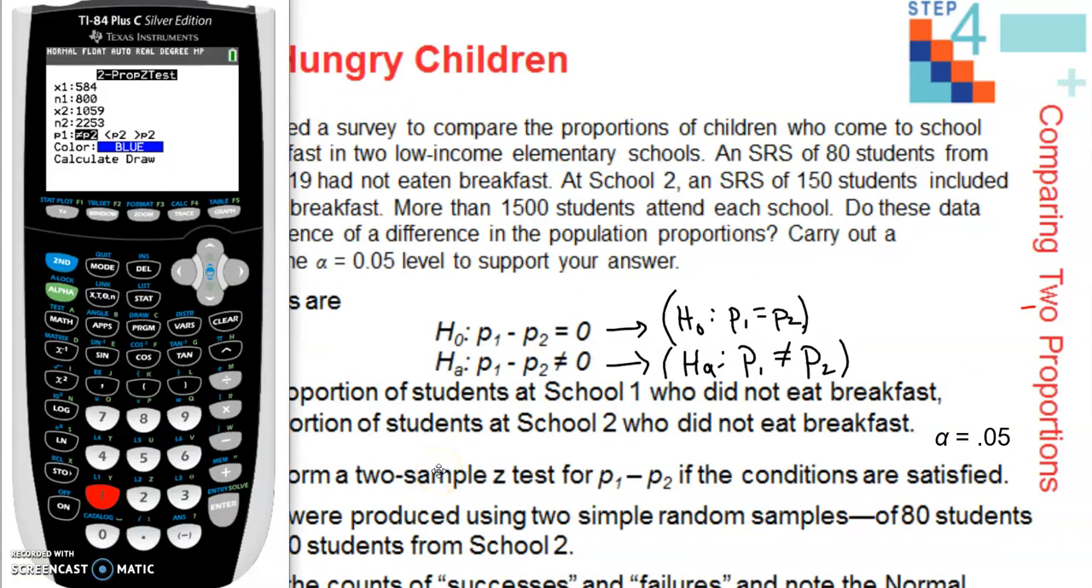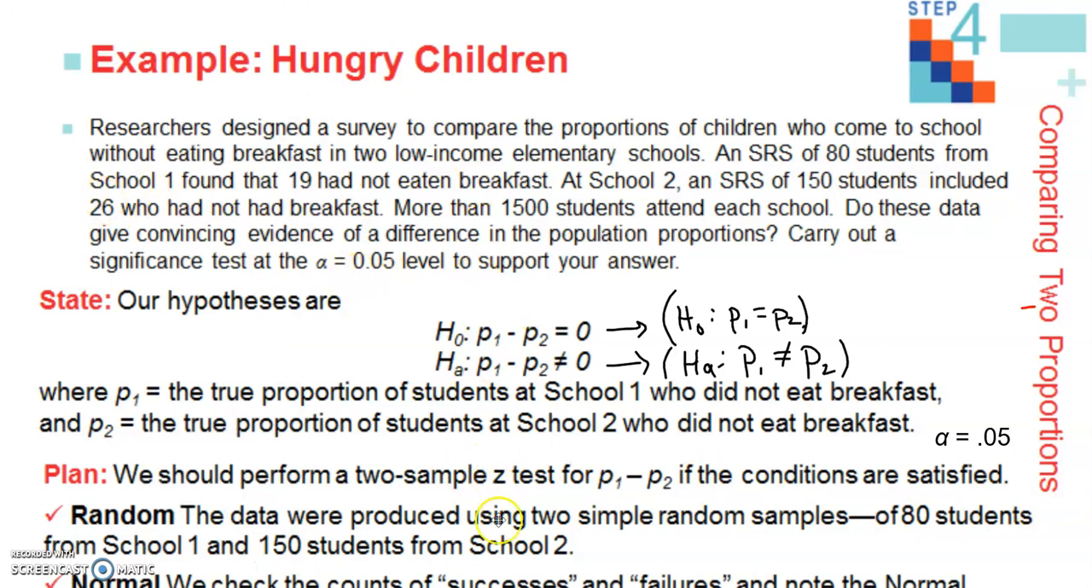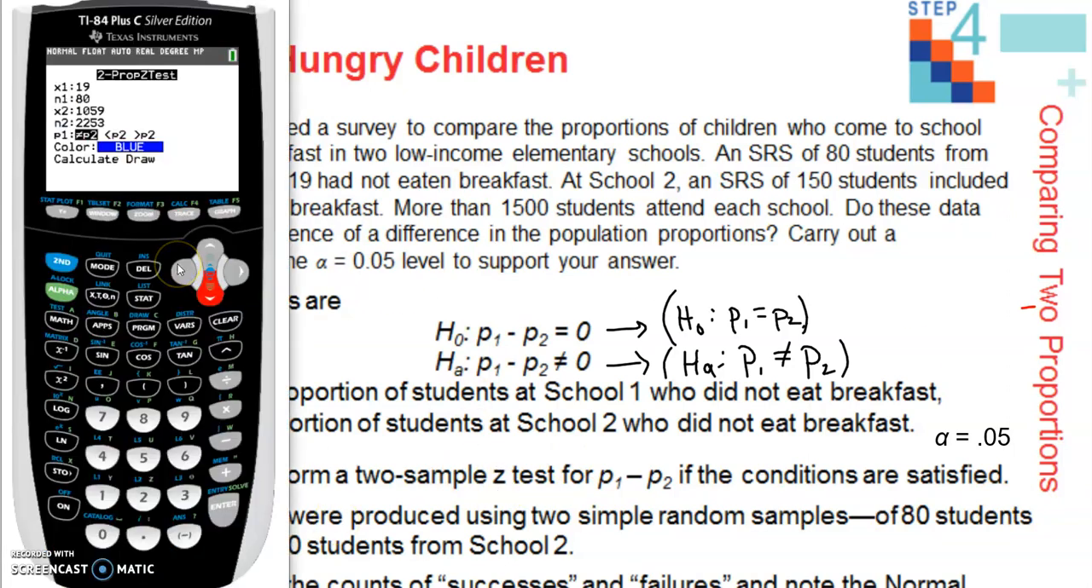19 out of 80 for population 1, and that was 26 out of 150 for population 2. I'm doing a not equals test. I go to calculate, and you can see here that p-value of 0.24. There's the test statistic of about 1.17. And there's that pooled proportion right there for us.